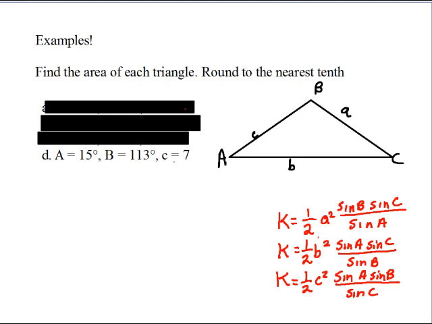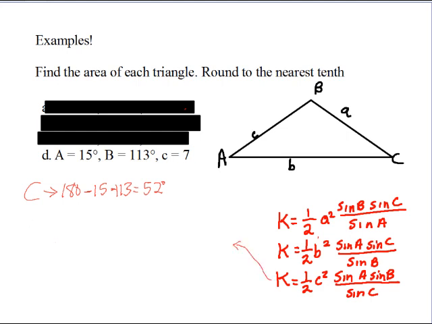We have two angles. We have one side, so we have to use these formulas right here. And I will put these in flashcards, but I will give them to you on the test. It is a good idea to memorize them, but like I said, I'll give them to you. We have to figure out big C because we only have A and B, so we're going to do 180 minus 15 minus 113, and we're going to get 52. Okay, and we were given little c, so we have to use this equation.